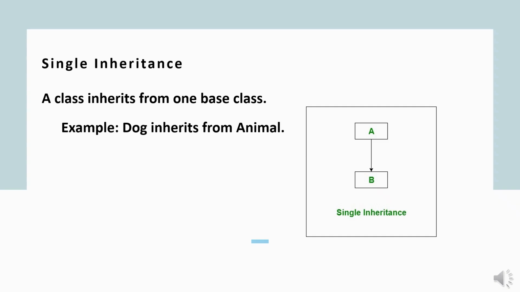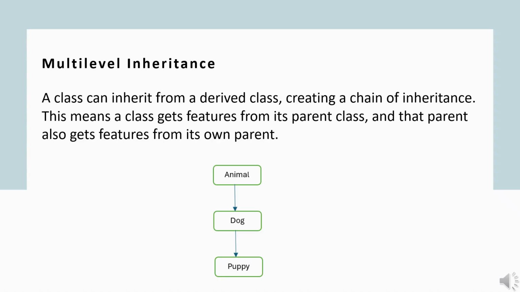First, we will see single inheritance. A class inherits from one base class. Example, dog inherits from animal. We saw this example already. Next, we will go for multi-level inheritance.